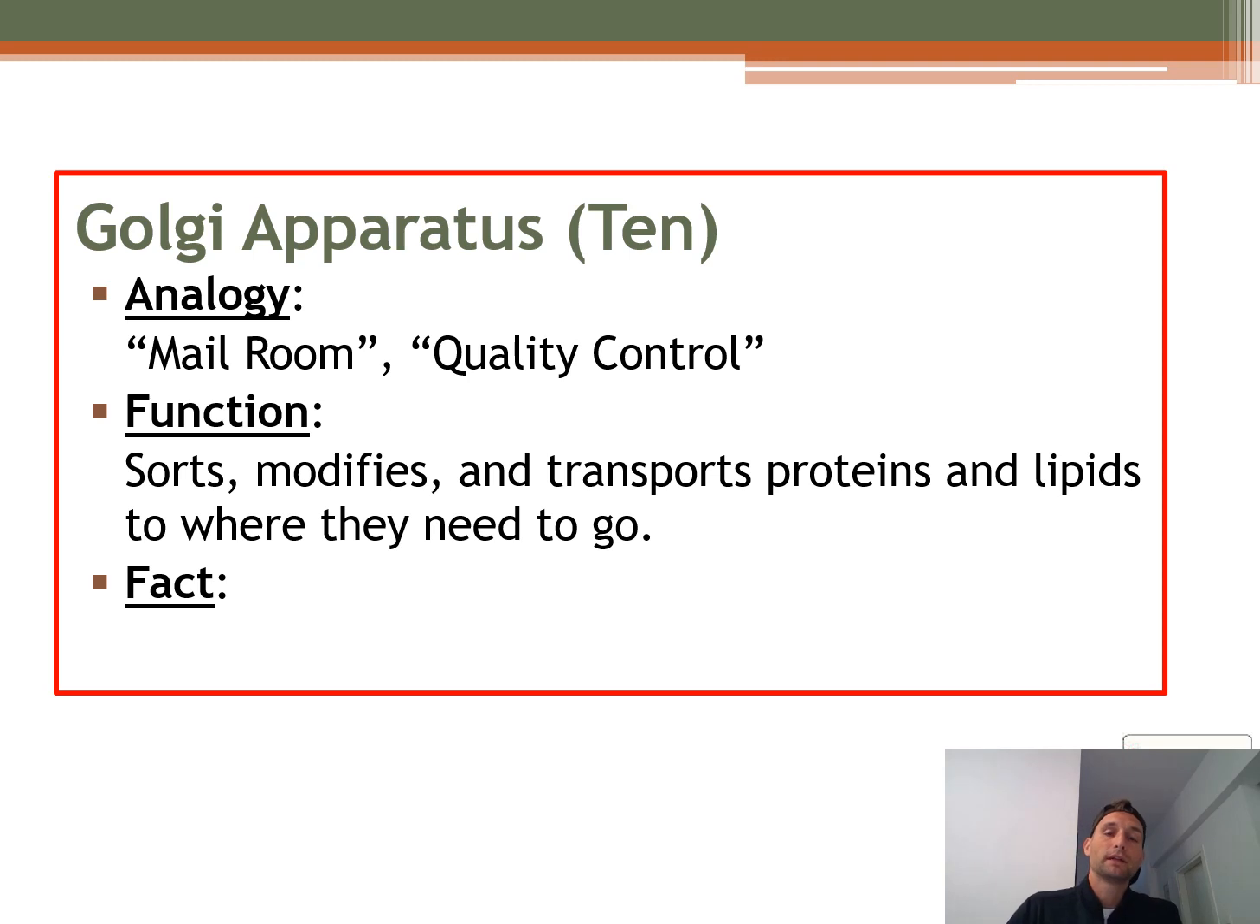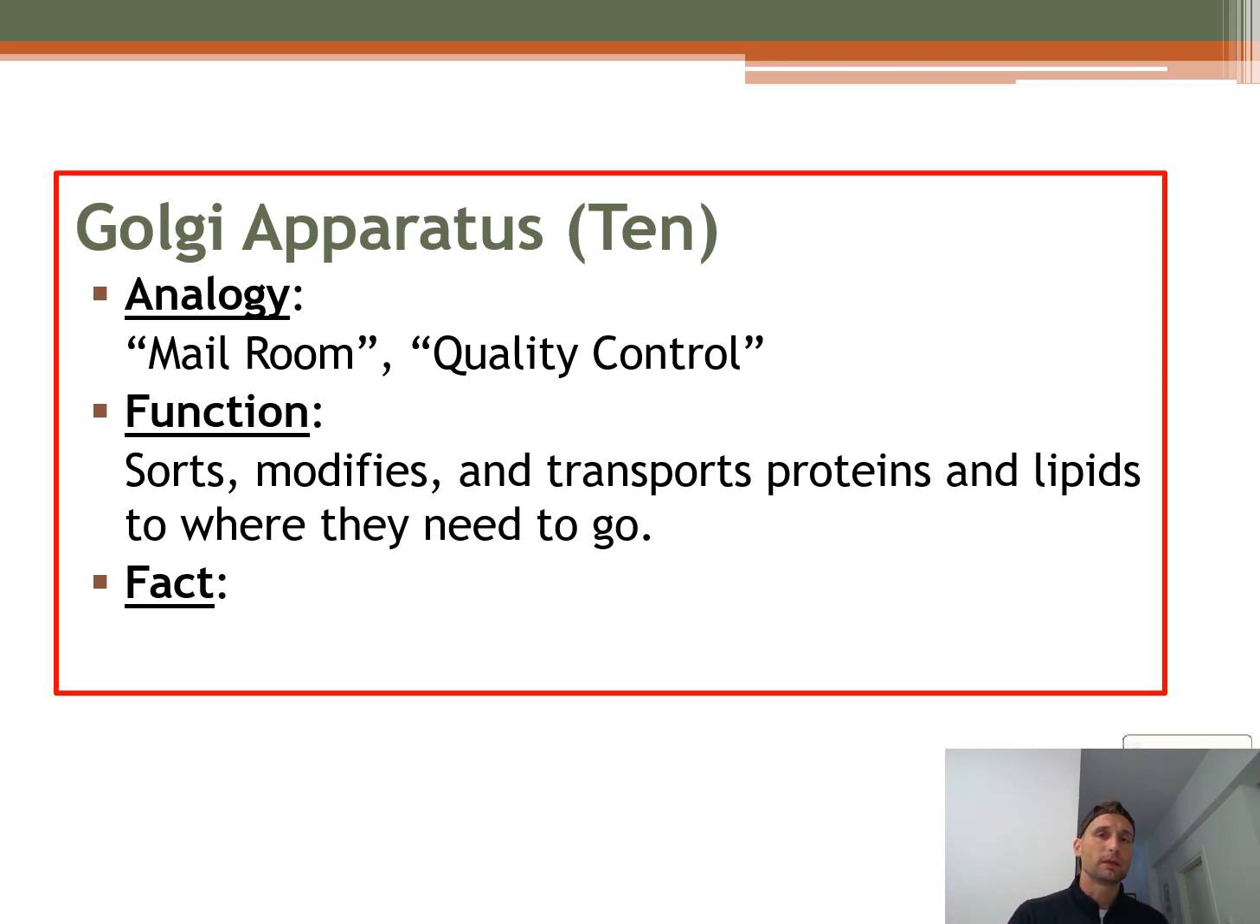In our car factory analogy, this is kind of like the mailroom. It gets all the car parts and then takes those car parts, boxes them up, and sends them to the different parts of the factory so that those parts can be added to the car and do what they need to do. It's also a little bit of quality control.